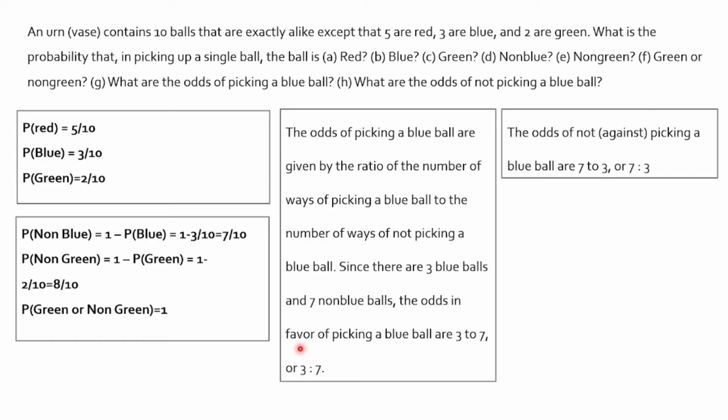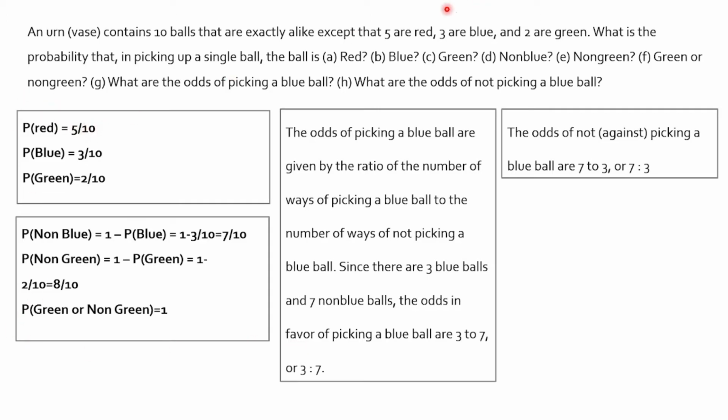An urn contains 10 balls that are exactly alike except that 5 are red, 3 are blue and 2 are green. What is the probability that, picking up a single ball, the ball is red, blue, green, non-blue, non-green, or green or non-green? What are the odds of picking a blue ball? What are the odds of not picking a blue ball?